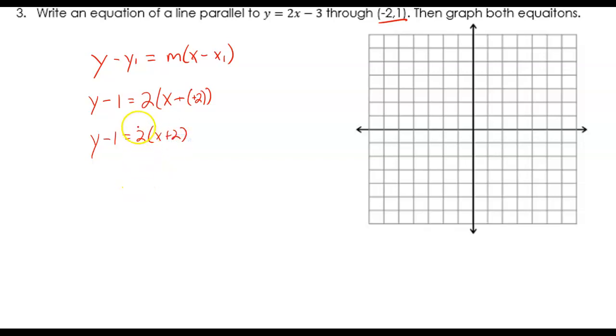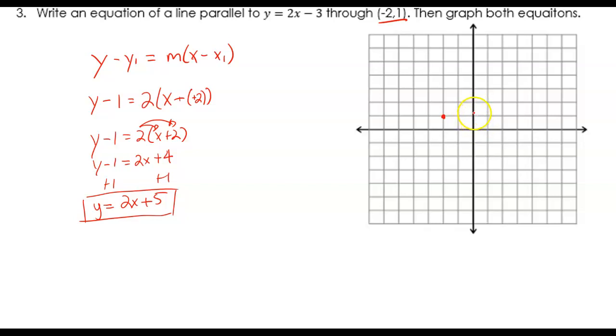Now I distribute. 2 times x is 2x. Sorry, y minus 1 equals 2x plus 4. And then add 1 to both sides. y is equal to 2x plus 5. There is my parallel line that passes through the point. So I can even go to negative 2, 1 right here. And that is the point that I need my parallel line to pass through.